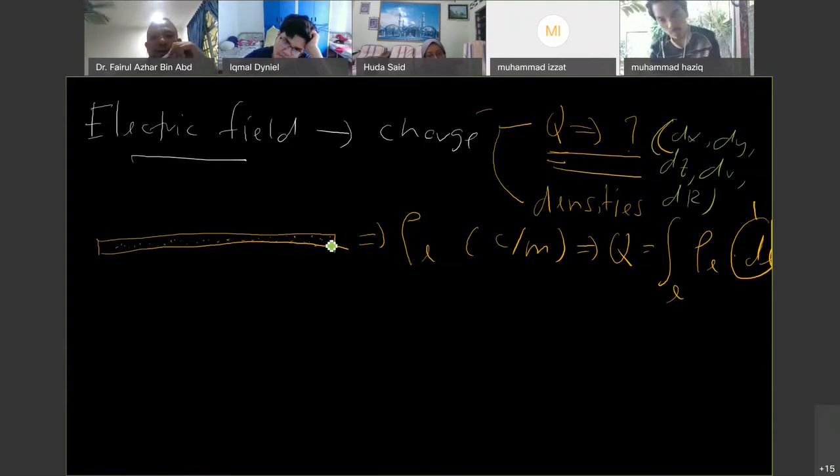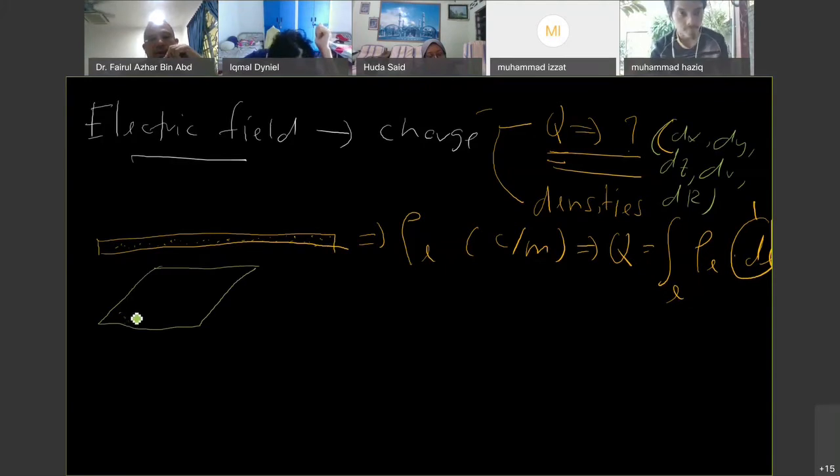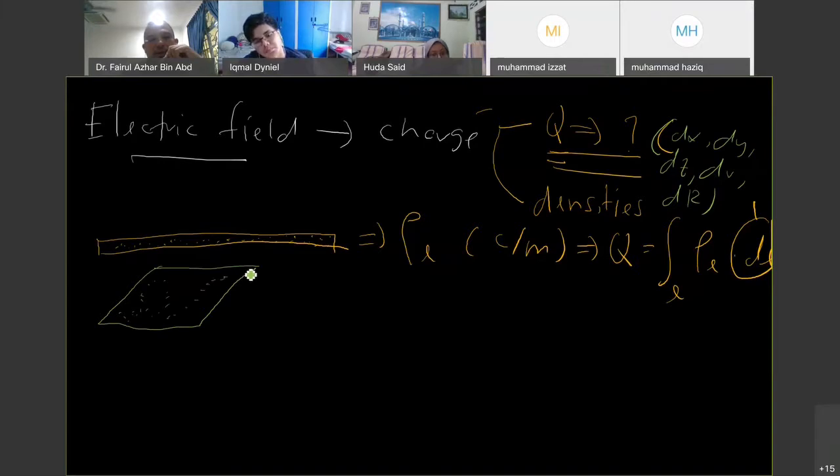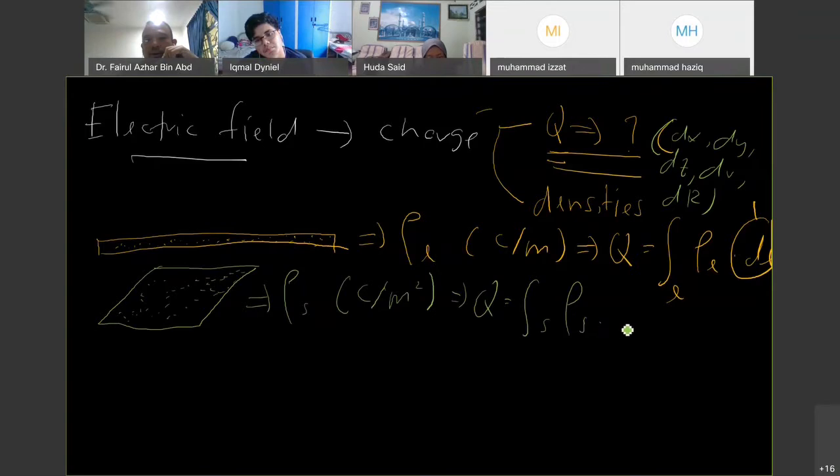The second style: let's say we have one surface, for example a rectangular surface, and we distribute the charge well in this surface. So in terms of distribution it is the same. In this case, we represent the charge in a surface density, and the unit is coulomb per meter square. In order to find the total charge, Q is equal to the surface integration of rho s dot ds.